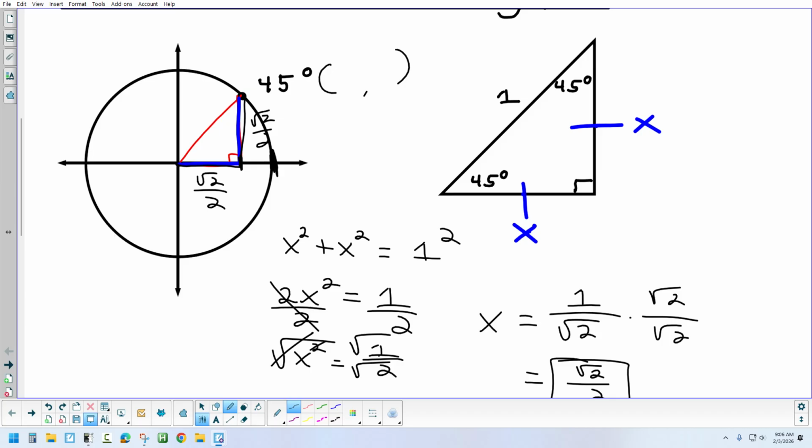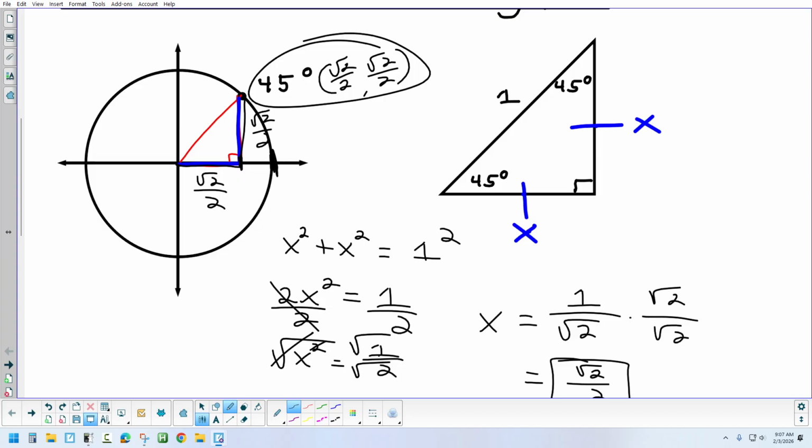Square root of 2 over 2 for X and square root of 2 over 2 for Y. Yep, square root of 2 over 2, square root of 2 over 2. So now that we know that coordinate, if we forget it, we could go back and figure it out again. But I'd rather not have to go through and do all that again. So now we just have to know the coordinate for 45 degrees is root 2 over 2, comma root 2 over 2. And that's the reason why.